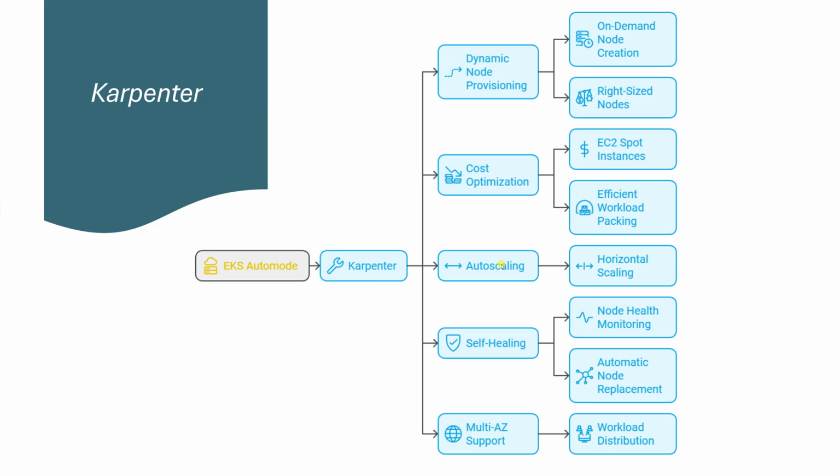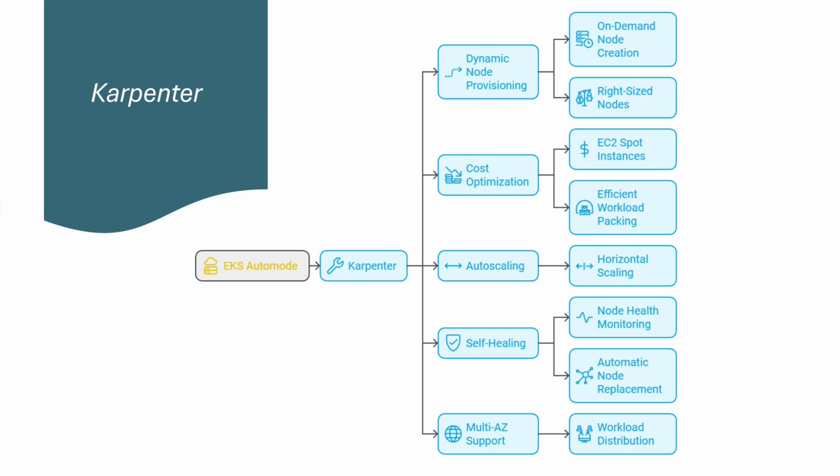And auto scaling: Karpenter has the facility of auto scaling. It scales the cluster horizontally by adding or removing nodes based on the workload demand, and responds to change faster than a traditional autoscaler like the Kubernetes autoscaler.